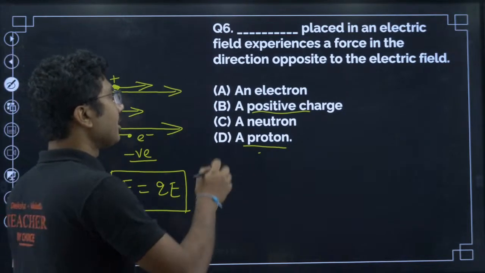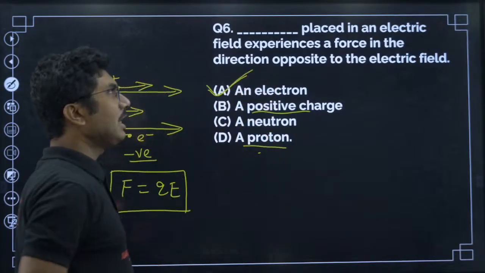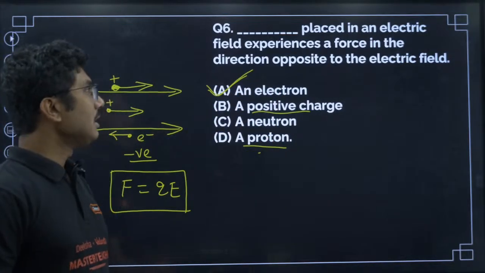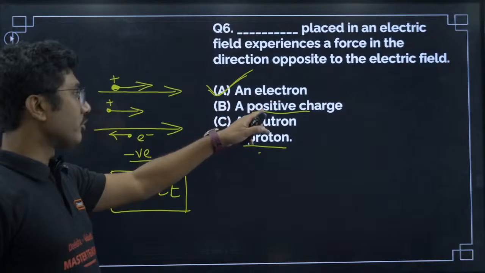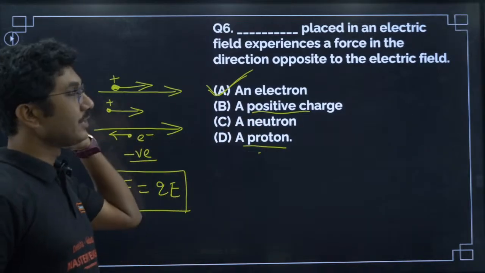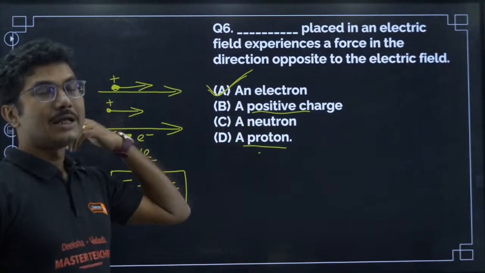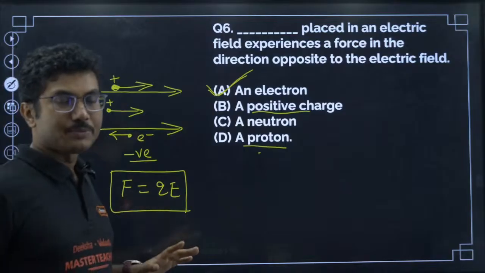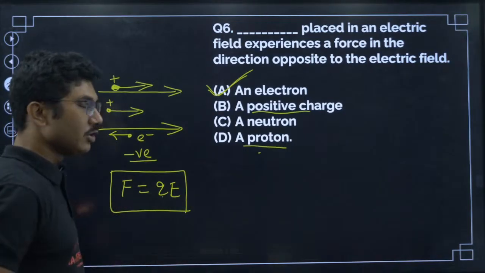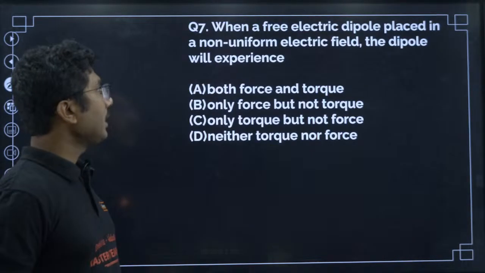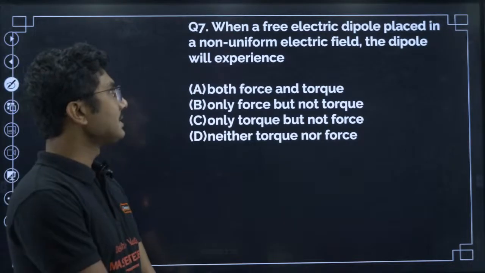So, only an electron will experience a force in the direction opposite to that of the electric field. The rest, a positive charge and a proton, will experience force in the direction of the electric field. A neutron is neutral, it will not experience any force because Q is 0 for a neutron. Okay. Now, question number 7.